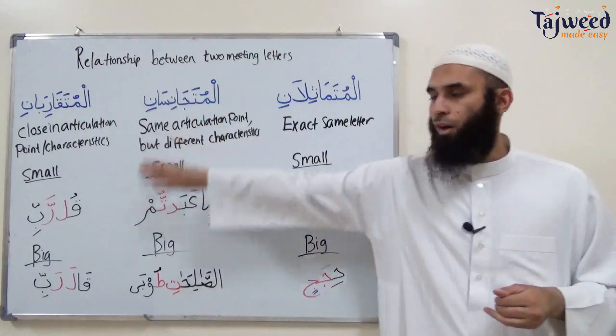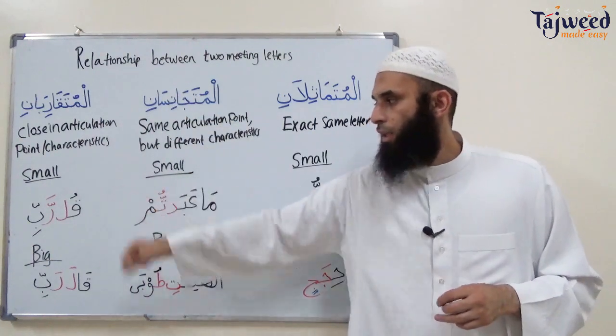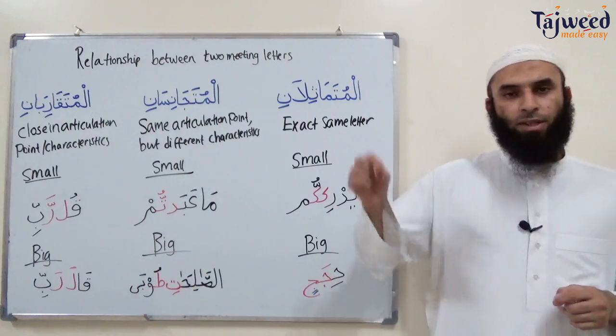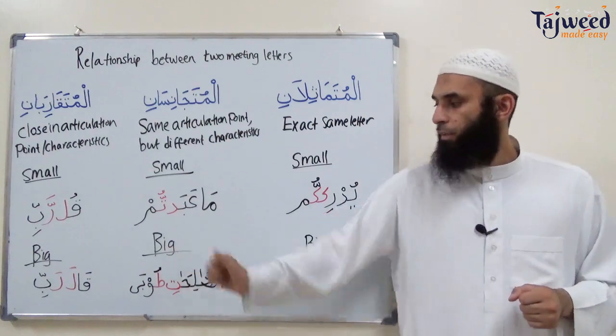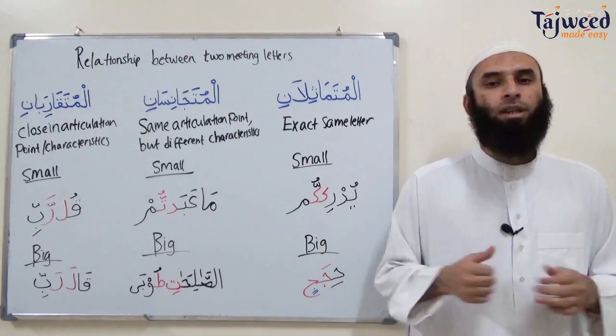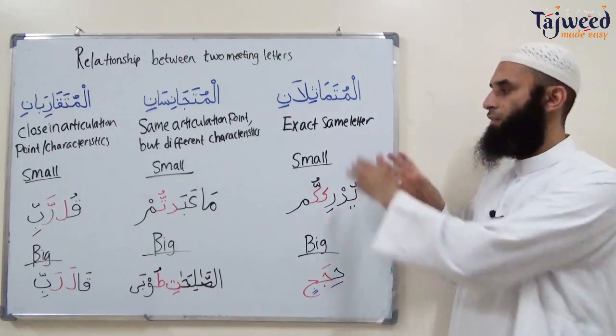haraka. Al-mutaqariban, same thing. As-saghir means the two letters, the first one has a sukoon, the second letter has a haraka, fatha, kasra, dhamma. And al-kabir just means both of them have a haraka and they're next to each other. So these are the three categories.